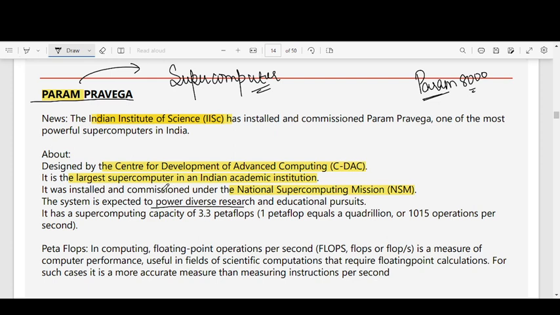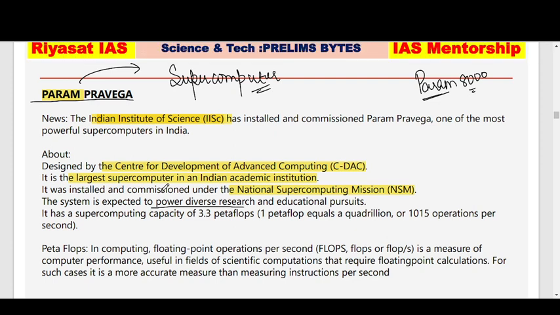The application part is that it is expected to power diverse research. Obviously, supercomputers are meant to do research, and this is focusing on that. It has a supercomputing ability of 3.3 petaflops. What is this petaflops? See, we used to say that we need to travel 2 kilometers.